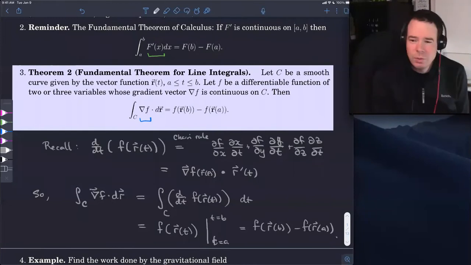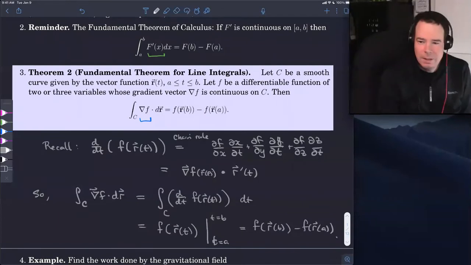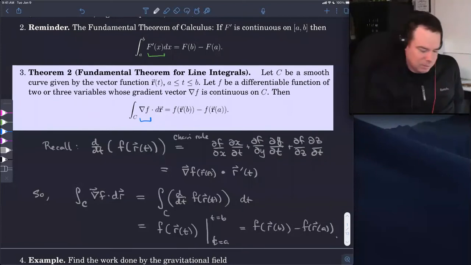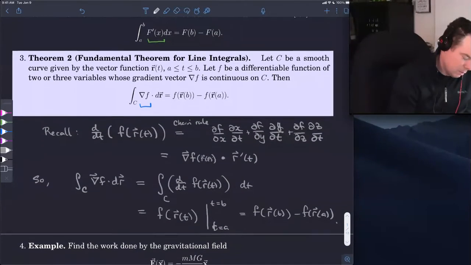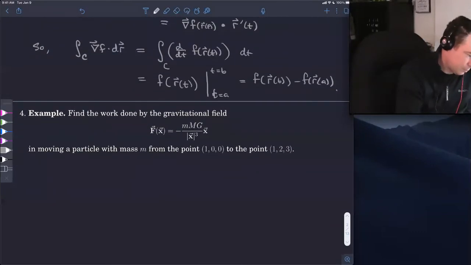So if we're integrating a gradient vector field, that's essentially like it was in calculus 1, where we were integrating a derivative, and so we can compute it by taking the antiderivative. Here, if we're integrating a gradient vector field, we can compute it by just evaluating the potential function, which is some analogous sort of antiderivative to the vector field. And so let's go ahead and look at an example.